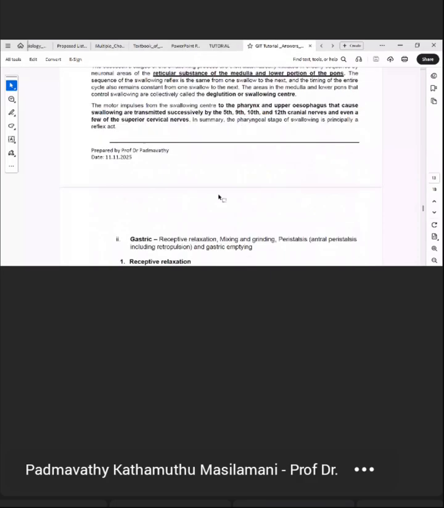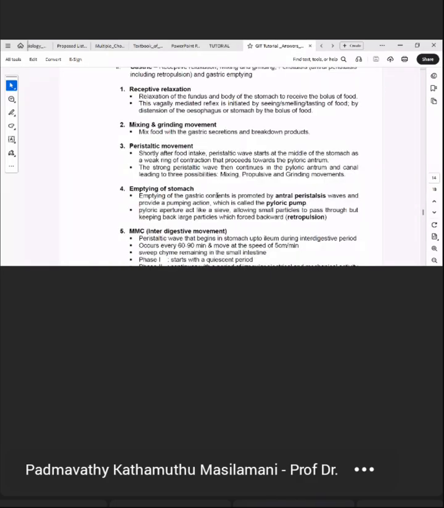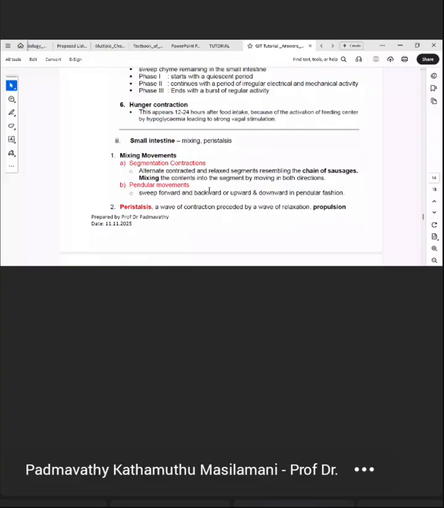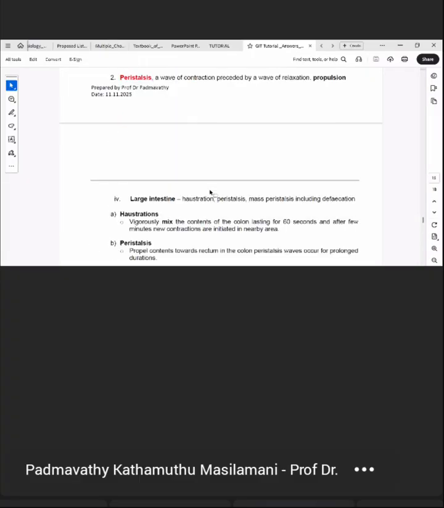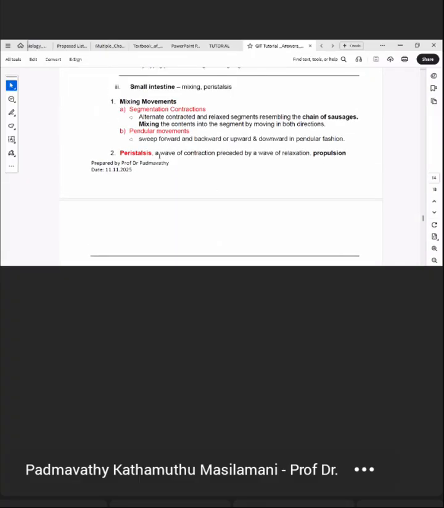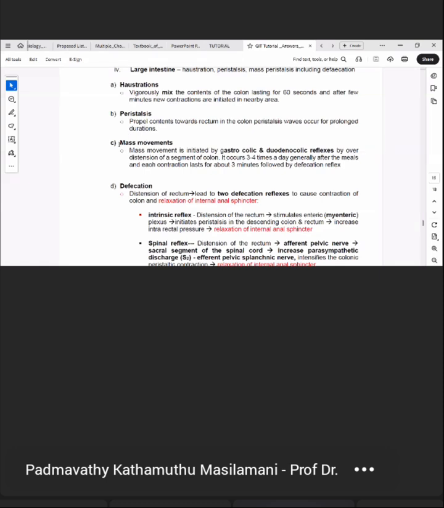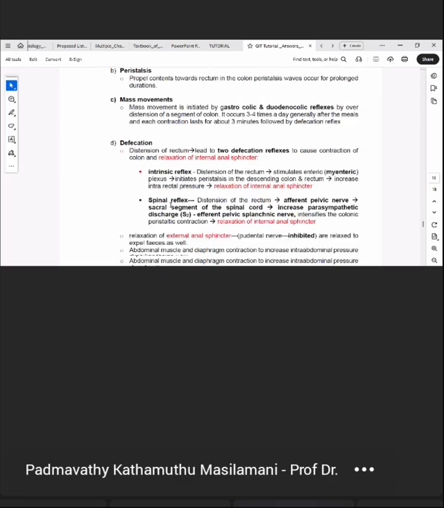Okay, so deglutition is the motility starting from the oral phase, pharyngeal phase, and esophageal phase. Then it goes to the stomach, then to the small intestine. In the small intestine and large intestine, we have segmentation or mixing movements and also peristaltic movements. In the large intestine, we have mass movements. The mass movements are initiated by the gastrocolic reflex or duodenocolic reflex, which initiates defecation.